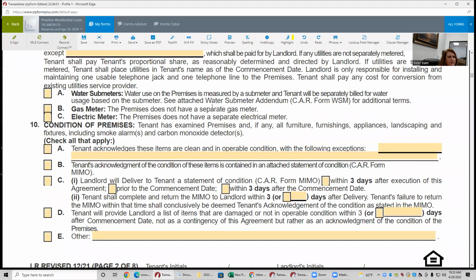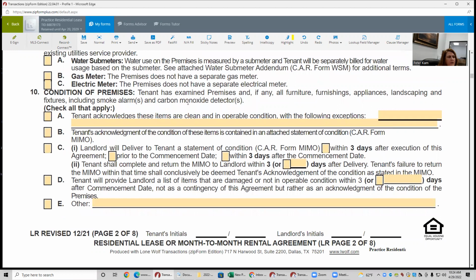So if there's a water submeter, we went over this last week, make sure that you're attaching the CAR form WSM. You'll need to ask the landlord, do you have a submeter for that property, or are they separately metered? A lot of your larger condominium projects are probably going to have submeters, okay? So any of these that pertain, make sure you're checking the box. If none of them pertain, you can leave those blank.